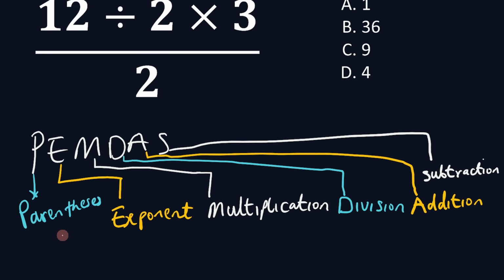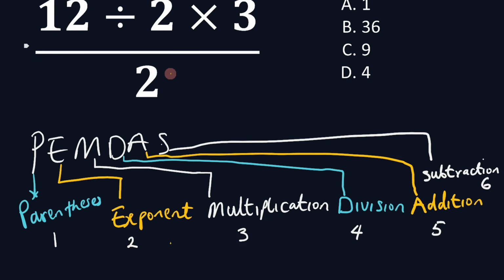That first, if you have parentheses, you solve it first. If there is exponent, you solve it second. If there is multiplication, it should be solved third. What about division? Fourth. Addition is the fifth order, and subtraction should be the last thing you solve. In this question, we only have two math operations, which are division and multiplication.